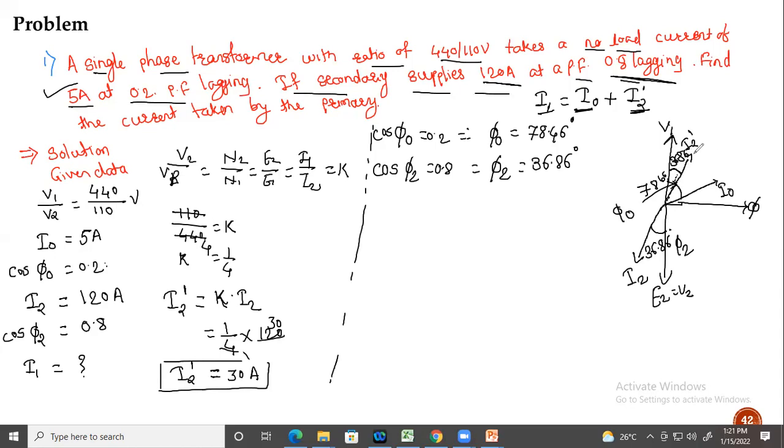Now see, if I draw the parallelogram, that means it is the vector sum of the no load component of the current I0 and the secondary current I2 dash. So it is nothing but I1. This I1 will come, and this much is the angle phi1. What will this angle be? It will be phi1, and this is the magnitude of I1.